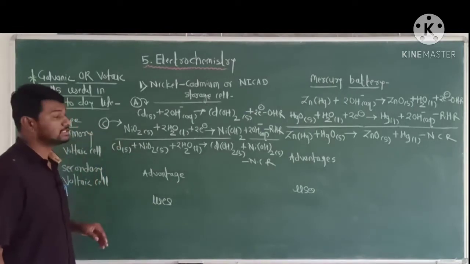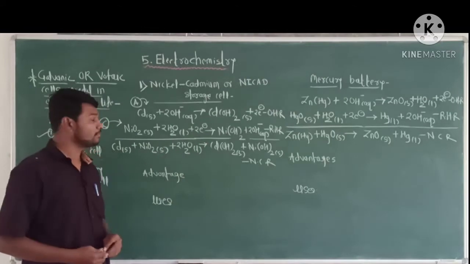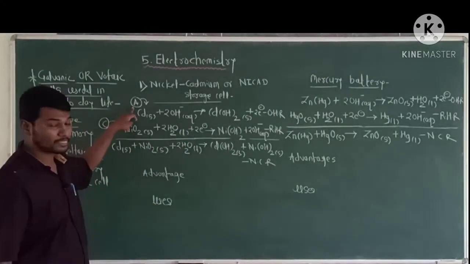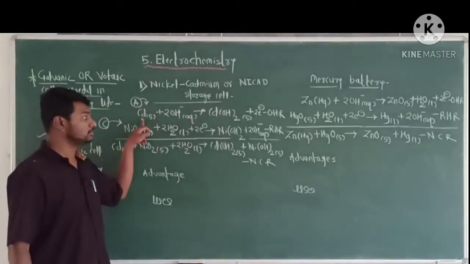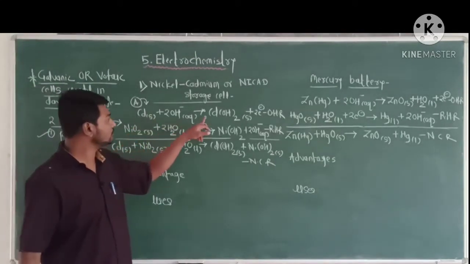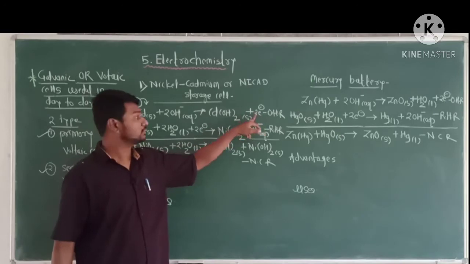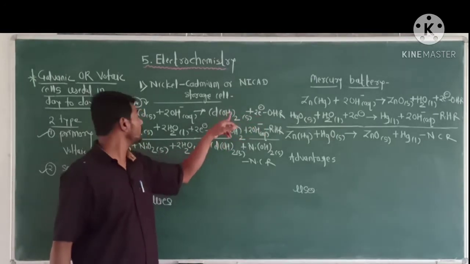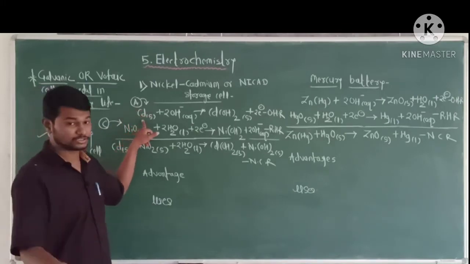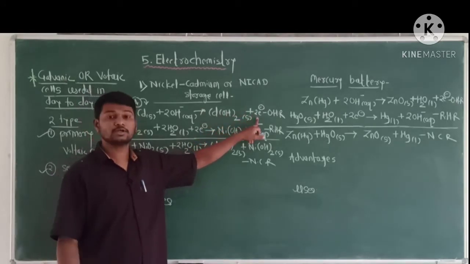Now next, cell reaction. First of all, the oxidation half reaction, which occurs at the anode. At the anode, cadmium is oxidized into cadmium dihydroxide by loss of 2 electrons. This is the oxidation half reaction which occurs at the anode.